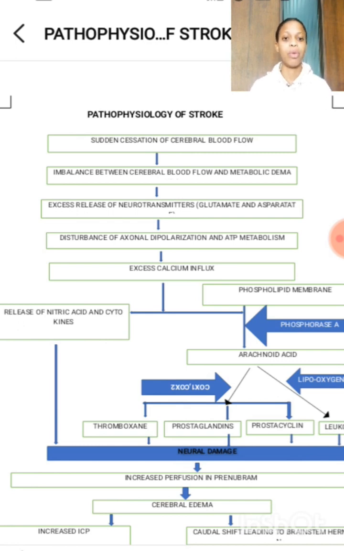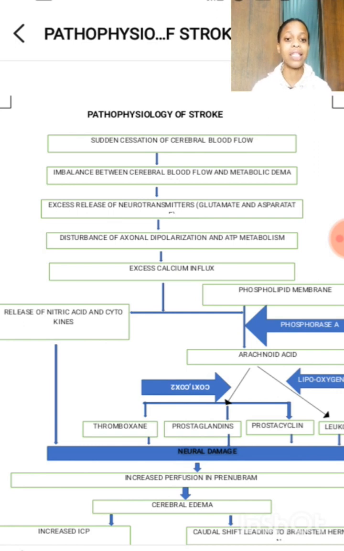The ATP metabolism disturbance and the axonal depression disturbance trigger the calcium influx in the axon, which is in excess. This excess calcium leads to activation of phospholipase A enzyme that converts phospholipid membrane into arachidonic acid. This arachidonic acid is transformed into thromboxane, prostaglandins, and prostacyclin by the enzyme cyclooxygenase 1 and cyclooxygenase 2. And also arachidonic acid, under influence of lipoxygenase, is transformed into leukotrienes.